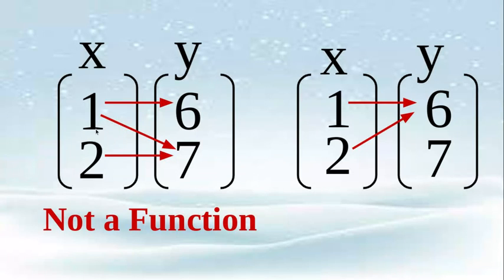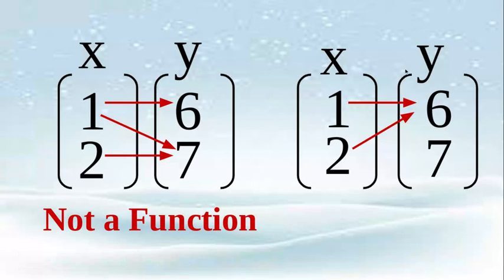Now, the fact that 1 and 2 both go to 7, that's fine. That doesn't matter. Remember, the y side doesn't matter. All you do is look at the x side and see, okay, 2 arrows, so not a function. Only 1 arrow, so that's fine, but you got 2 right here, so not a function.